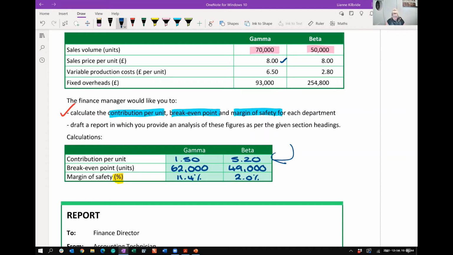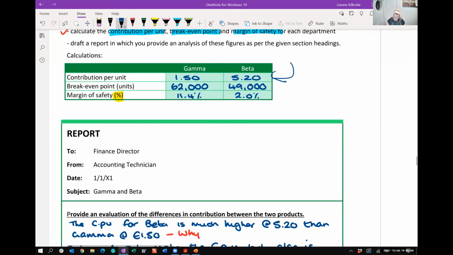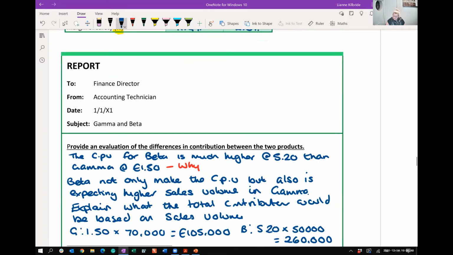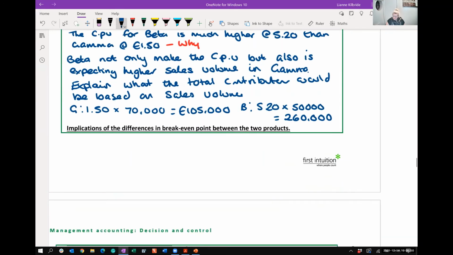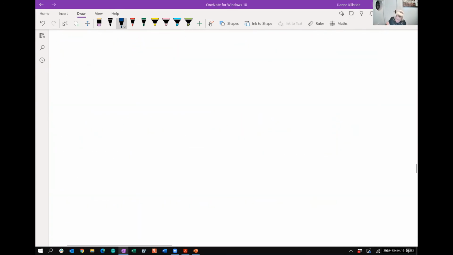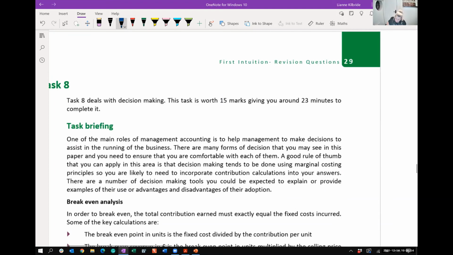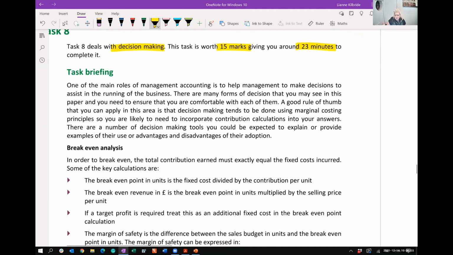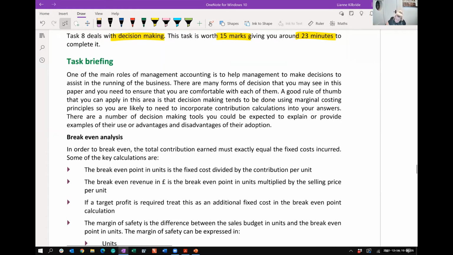So what we're now going to do is go on to the final task of your exam, which is task 28. And this is all about decision making. It's around 15 marks, around 23 minutes to complete this task. As a management accountant, one of your main roles is to help the management to make decisions on how the business is running.